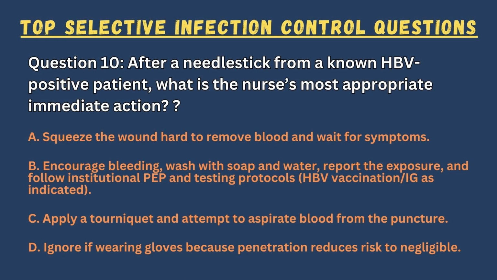Question 10. After a needle stick from a known HBV-positive patient, what is the nurse's most appropriate immediate action? A. Squeeze the wound hard to remove blood and wait for symptoms. B. Encourage bleeding, wash with soap and water, report the exposure, and follow institutional PEP and testing protocols. HBV vaccination or IG as indicated. C. Apply a tourniquet and attempt to aspirate blood from the puncture. D. Ignore if wearing gloves because penetration reduces risk to negligible.